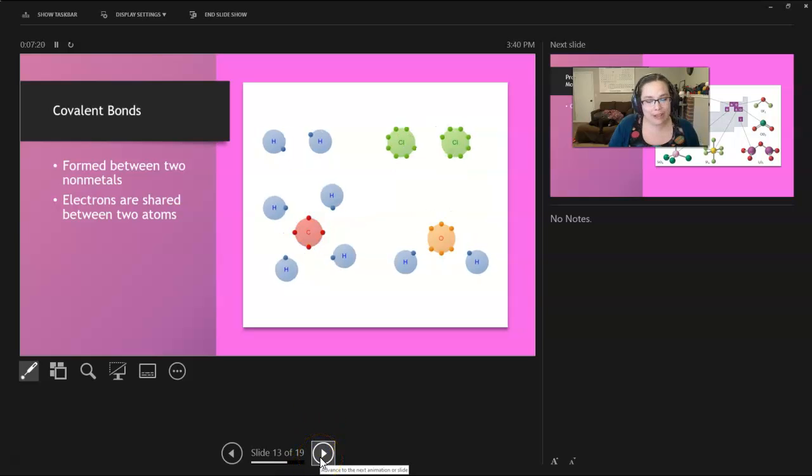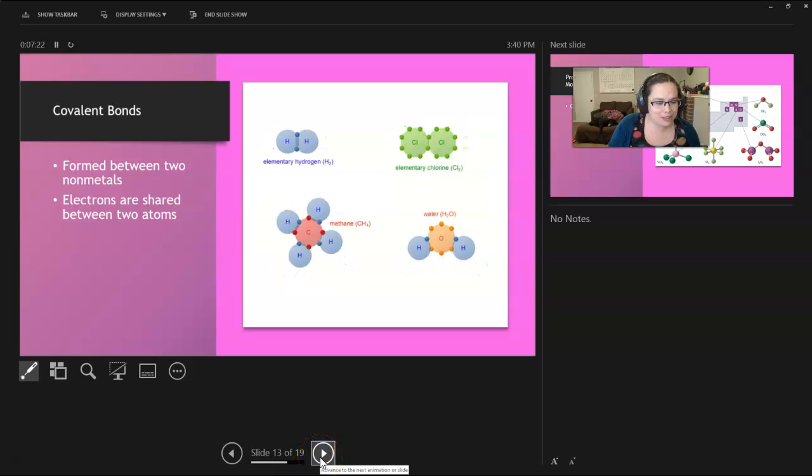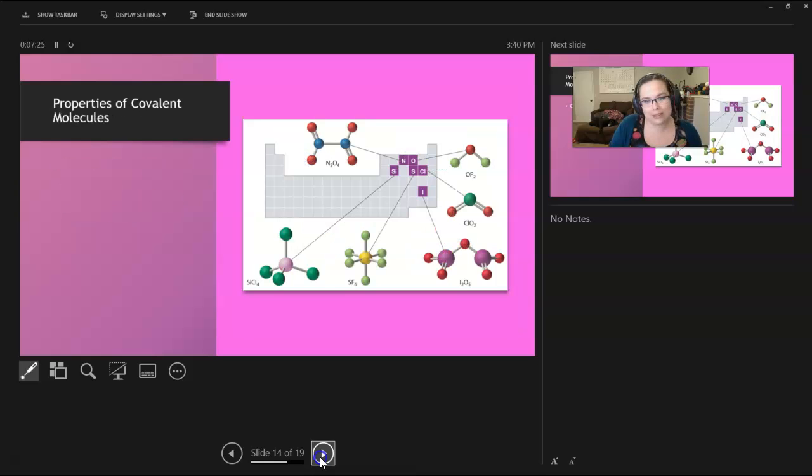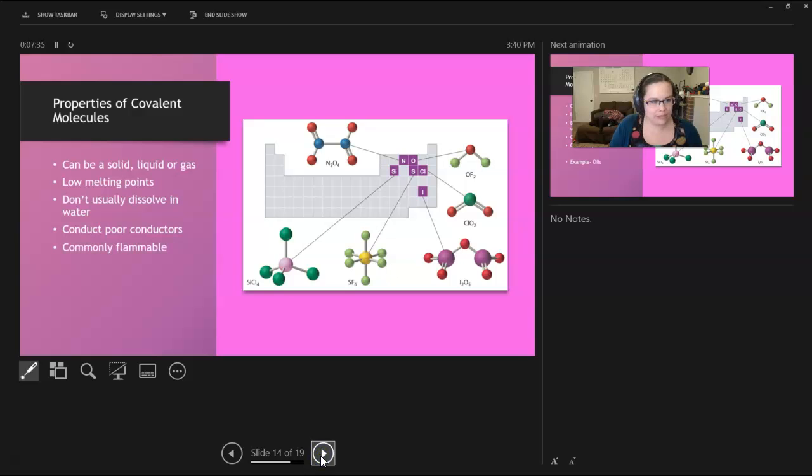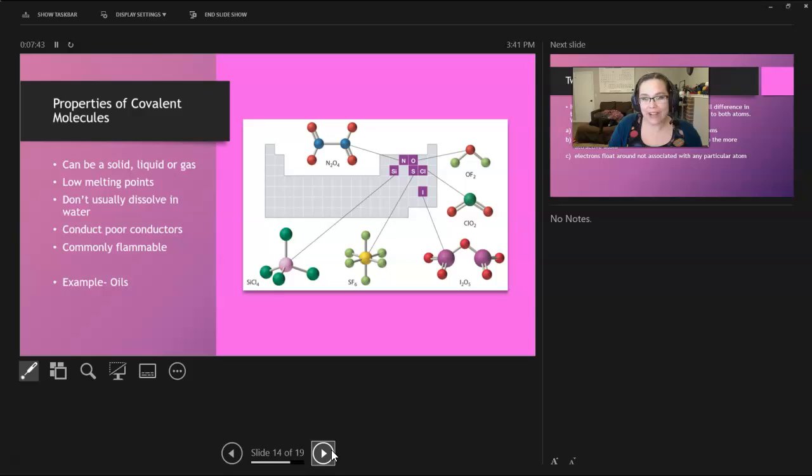The properties of covalent bonds are pretty much the opposite of the properties of ionic bonds. Covalent compounds can be liquid, solid, or gas. They have low melting points. They're usually not soluble in water. They don't conduct electricity, and they might be flammable. A good example of a covalent compound would be fats or oils.